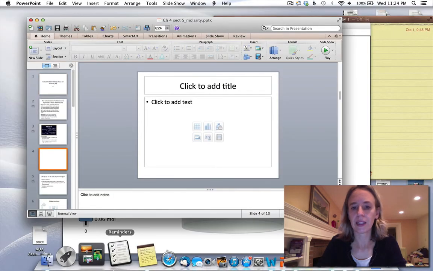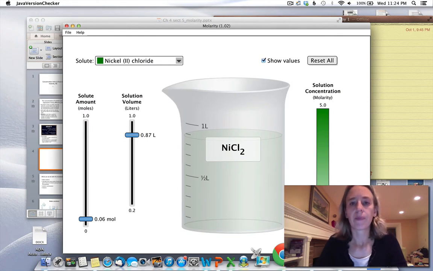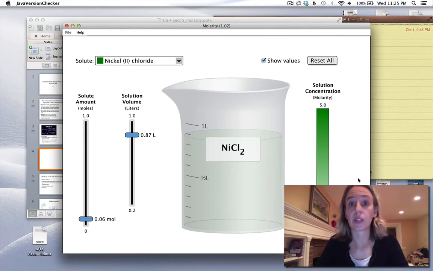So before we go into many calculations, I just wanted to give a conceptual demonstration of how this all works. You'll see in this beaker I have a nickel chloride solution, and these little buttons over here allow me to change the amount of solute and the volume of solution. And then this slider over here shows what the resulting concentration is for this particular solution.